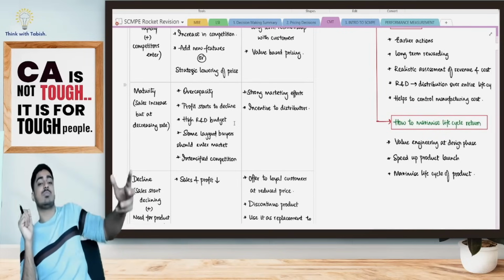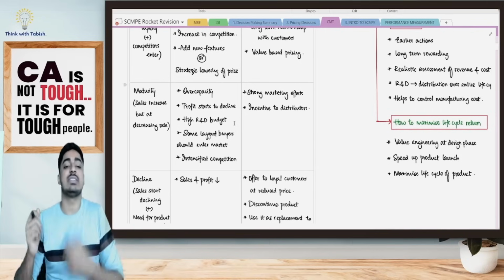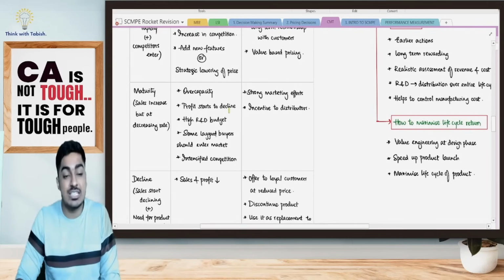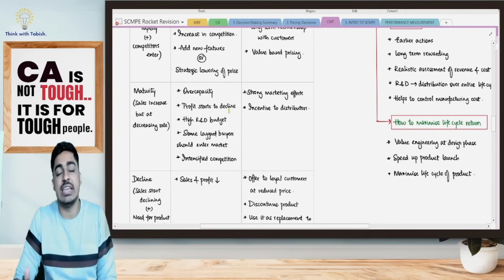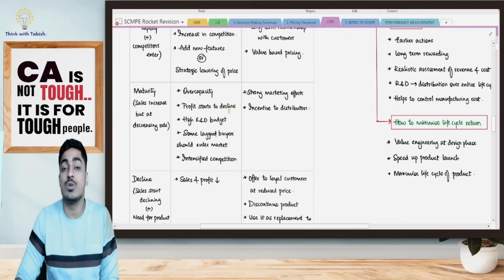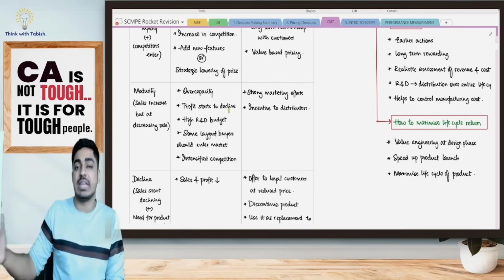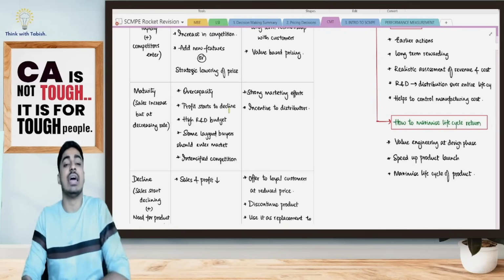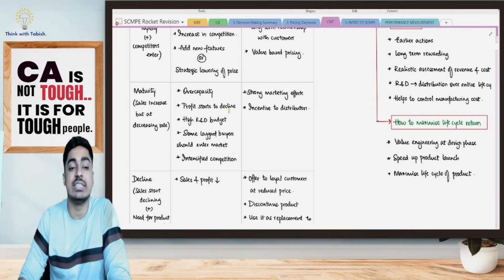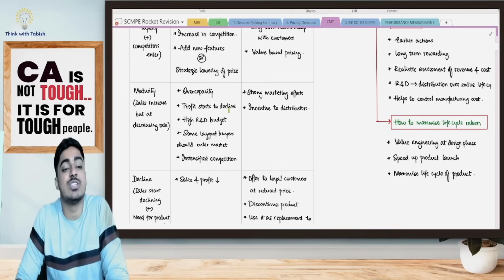More than what my customers want, the production capacity is already there. Now, profit starts to reduce. Again, a high research and development budget is being incurred because we are looking for something dramatic, a new change. Otherwise our product will enter into the decline stage. Again, some laggard buyers will still be entering the market. Again, competition is going to be very intense, cutthroat.